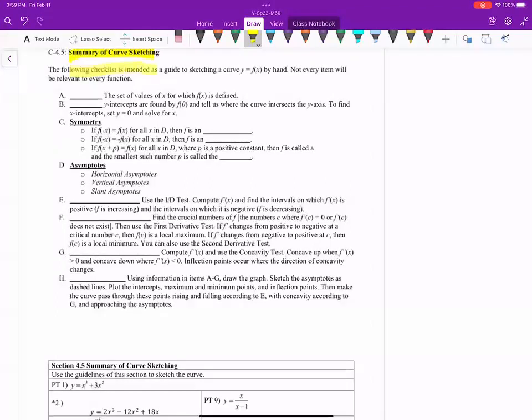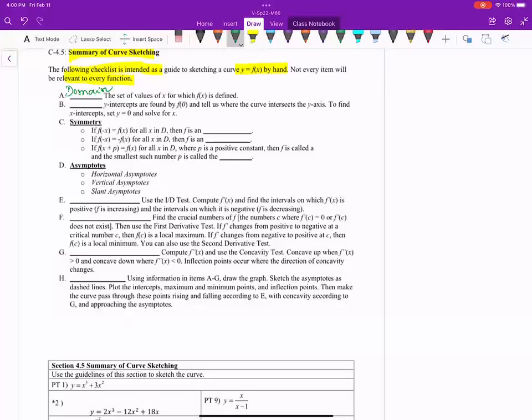The following checklist is intended as a guide to sketching a curve y equal to f of x by hand. Not every item will be relevant to every function. The first point is about the domain. We always go with the domain of the function. What is the input for the function that we are going to graph? So the domain: the set of values of x for which f of x is defined.